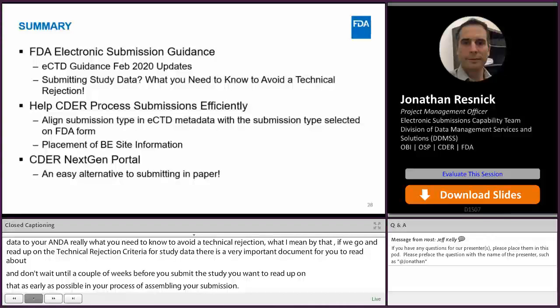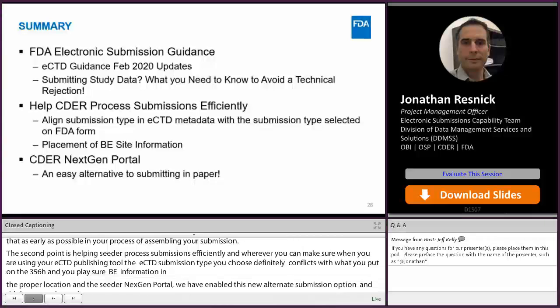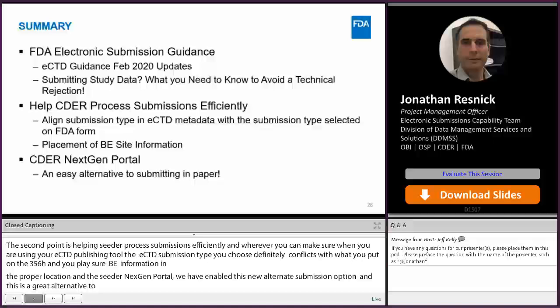And then the CDER NextGen portal. We've enabled this new alternate submission option in there, and this is a great alternative to submitting in paper, especially in the current environment that we're in, where most people are telecommuting, and so they probably don't have access to the materials to put together a paper submission to send it in. And it helps us here at CDER because we have a reduced staff right now in the building to even process a paper submission that comes in. So I really encourage you to just make use of that portal, check it out.